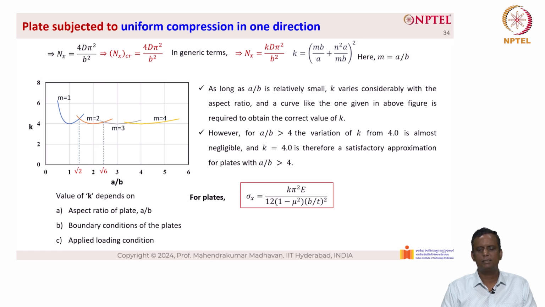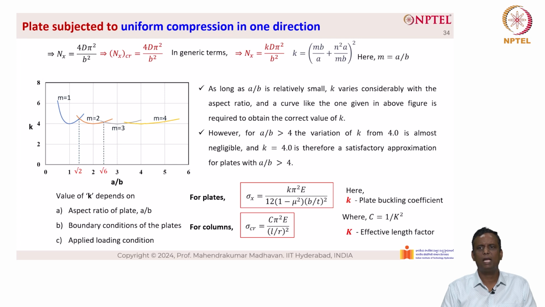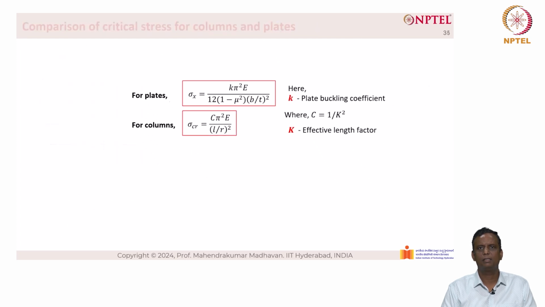Now, for plates, sigma x equal to k into pi square E divided by 12 into 1 minus mu square into b by t the whole square. And here, as we discussed before, k is the plate buckling coefficient or elastic plate buckling coefficient. And for columns, sigma critical is defined as C into pi square E divided by L by r the whole square. Here, L by r is the slenderness ratio of the column, and C is defined as 1 by K square, and K is the effective length factor.